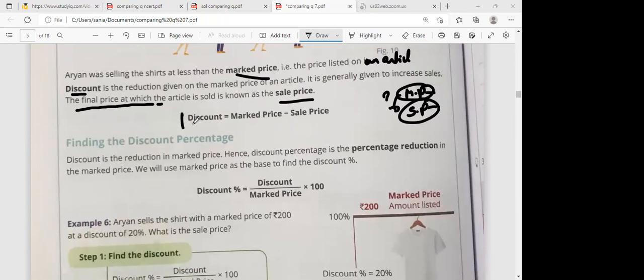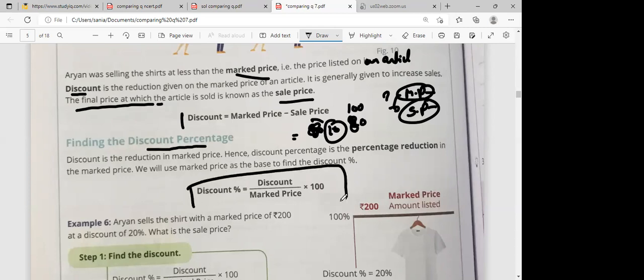So there is a difference between finding discount and finding discount percentage. Finding discount is, for example, your marked price is 100 and you are getting 20 rupees discount. So what is your selling price? 80 rupees. So how much discount are you getting? 20 rupees.